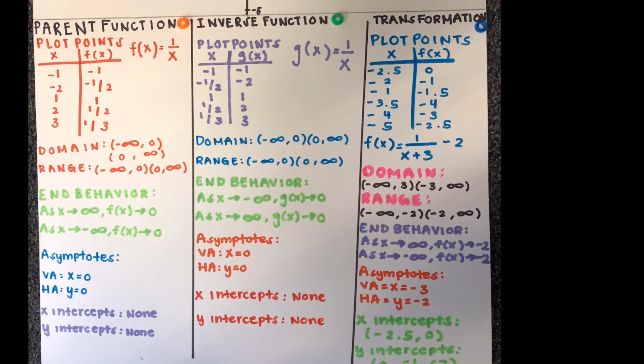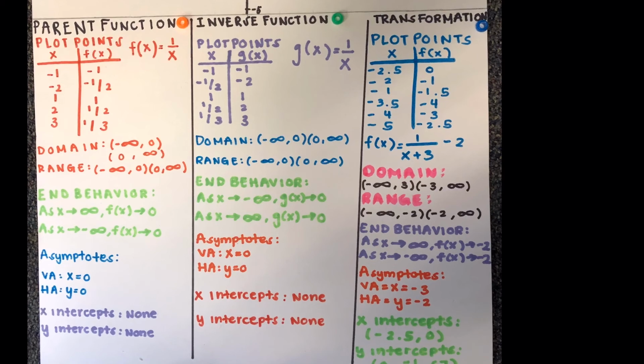The domain is negative infinity to negative 3 and negative 3 to infinity. The range is negative infinity to negative 2 and negative 2 to infinity. The end behavior is, as x approaches infinity, f of x approaches negative 2. As x approaches negative infinity, f of x approaches negative 2.